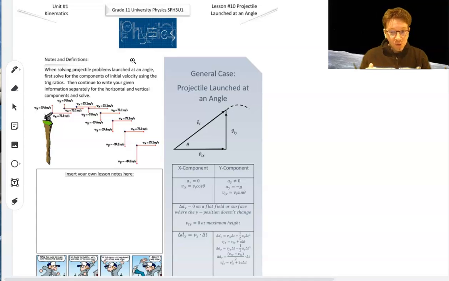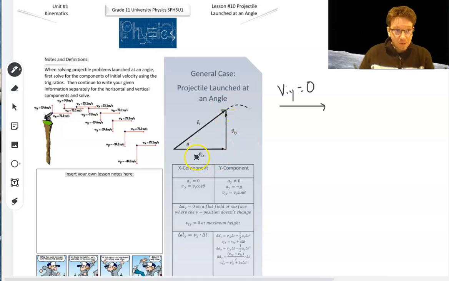So when we launched them horizontally, the big thing was that, let me just draw this. If we launch something horizontally, the big thing was that your initial velocity in y was 0 because it had no y component. But now that we're going to launch things, for example, like this, it's going to have a component in x and a component in y. So our initial velocity will have both a horizontal and a vertical component.